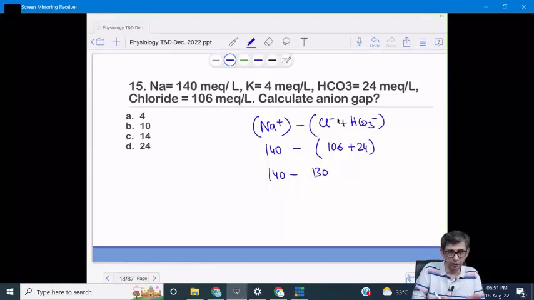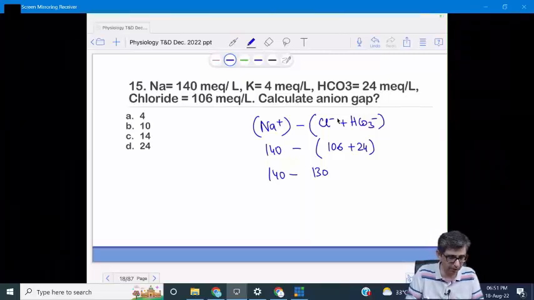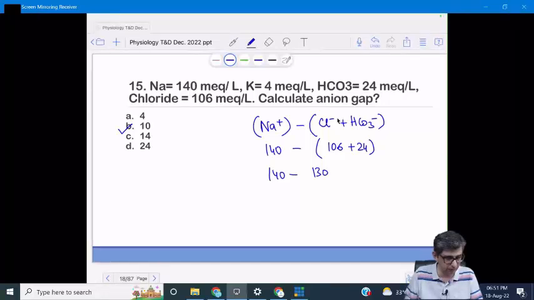The patient is having a normal anion gap. Yep. Do not take into consideration the value of potassium. That's the main hint for this particular question. Answer to question number. Yep. The main hint for this particular formula is that the potassium values are not to be considered. The correct answer is option number B.